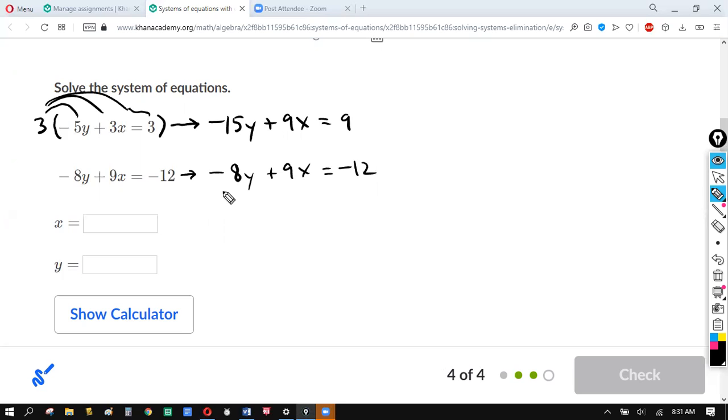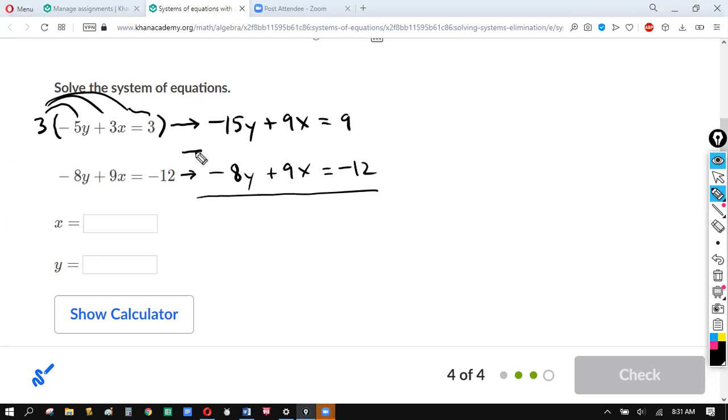All right, and so now I have positive 9x and positive 9x, so I am going to subtract these two equations. Of course I could have multiplied by negative 3 and I would have had negative 9x. So same thing either way. Okay, so let's do this.